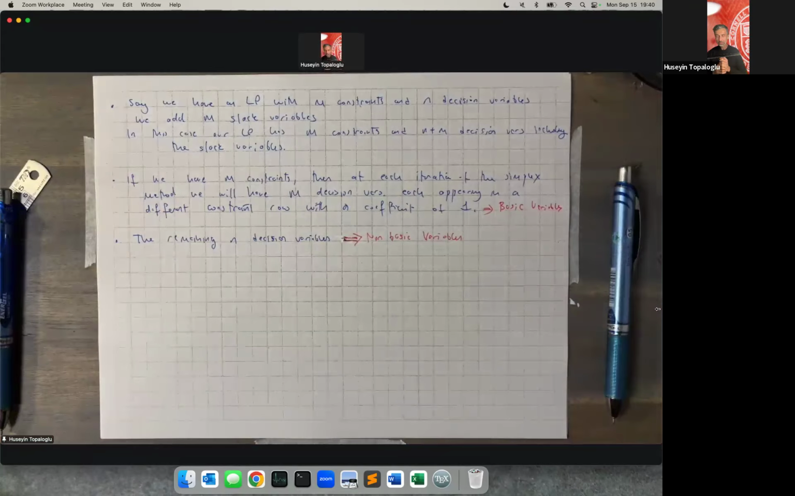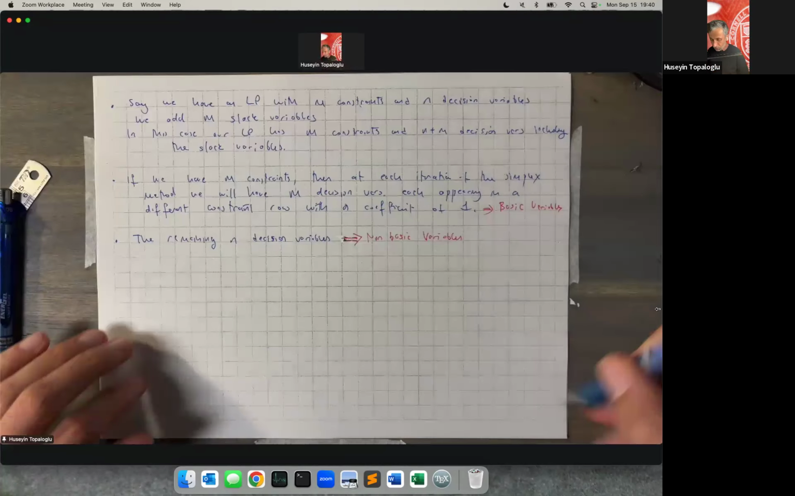At each iteration of the simplex method, we take one non-basic variable and start increasing its value. That non-basic variable becomes basic at the next iteration. So we call that variable the entering variable. The variable that goes from non-basic to basic is the entering variable.